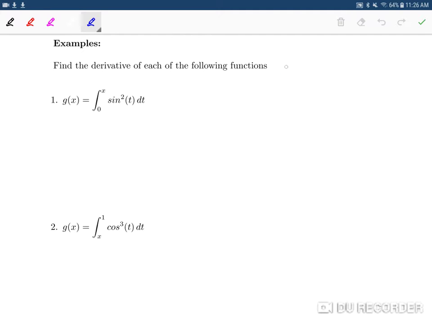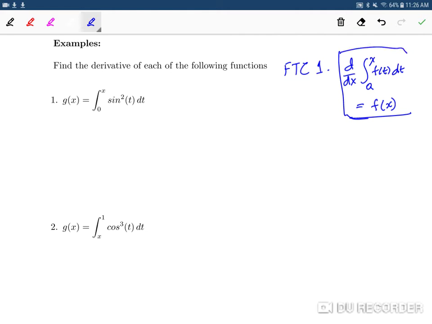So one thing we remember is from the fundamental theorem of calculus 1, if you differentiate the integral from a to x of f of t dt, it gives you just f of x. That's the result of this fundamental theorem of calculus. That's what it says, okay?